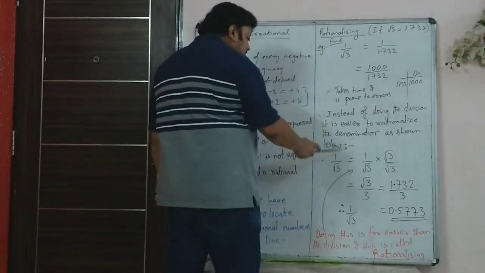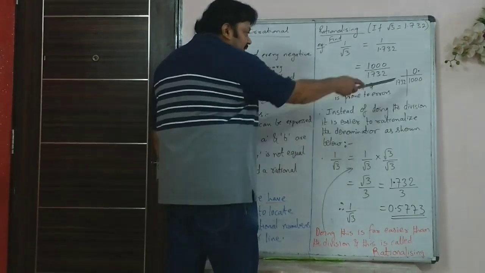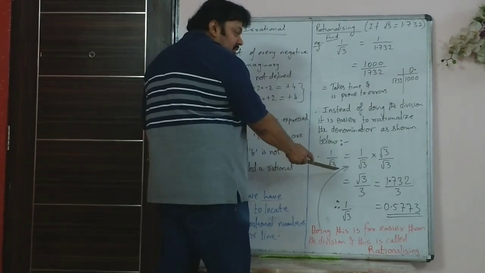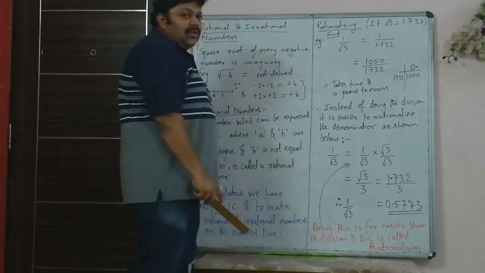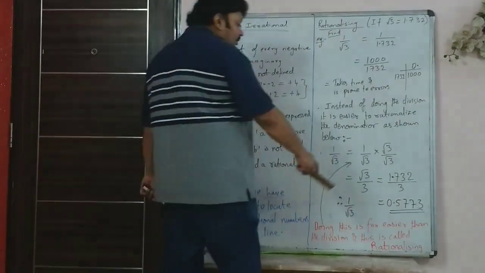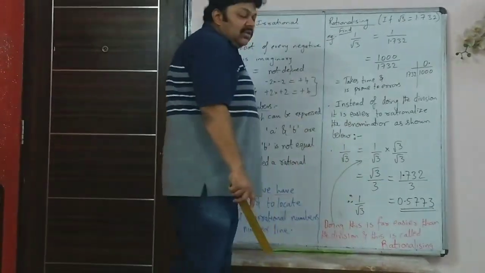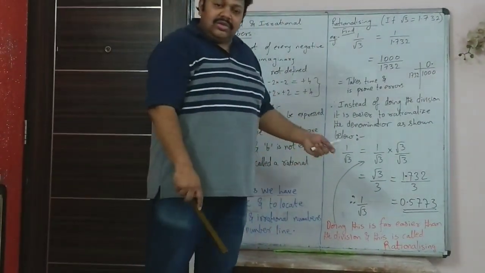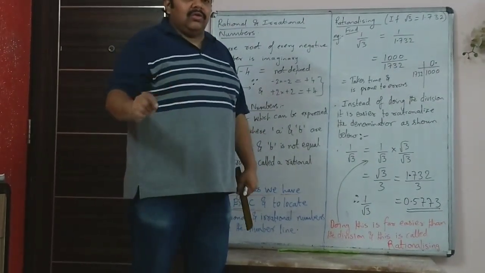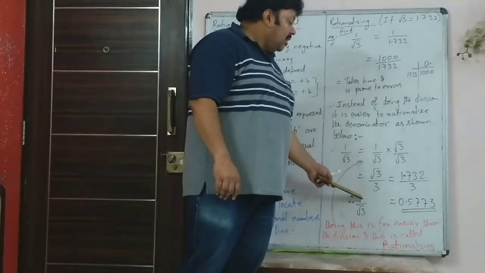Say for example, the same sum, 1 by root 3, what's the value? So instead of just doing this division, since the denominator is root 3, I will multiply and divide by the same number, that is root 3. So therefore, the numerator is root 3, and root 3 into root 3 becomes 3. Remember, root a into root a is a. So the number becomes root 3 upon 3.